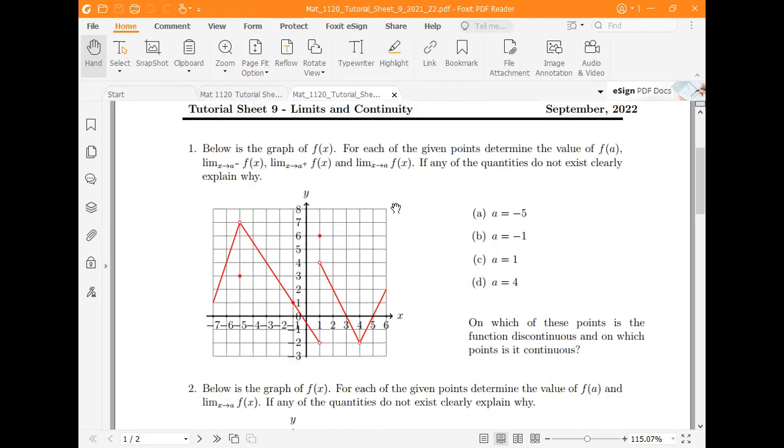Now you're used to functions written for you, and then they ask you to sketch. Now they have sketched for you, and then they ask you to get solutions from the sketch.